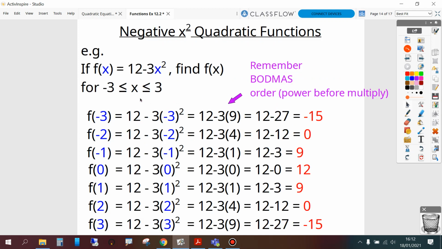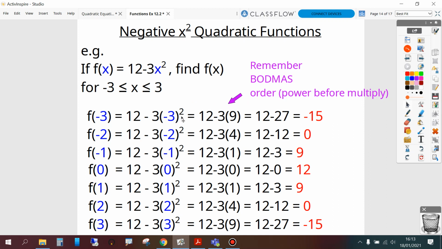Here we have an example of a negative x squared function. We can see that it's minus 3 or negative 3 that is in front of x squared. So if f of x equals 12 minus 3x squared, find f of x for x values between negative 3 and positive 3. So substituting all the different x values in, that's the blue numbers, and remembering to use BODMAS order, we need to do the power before multiplying.